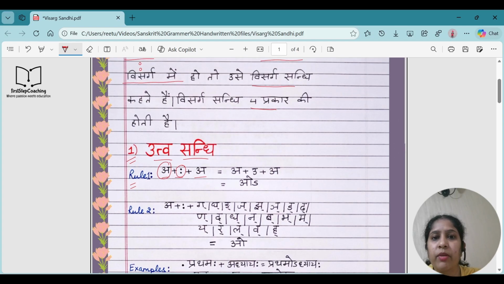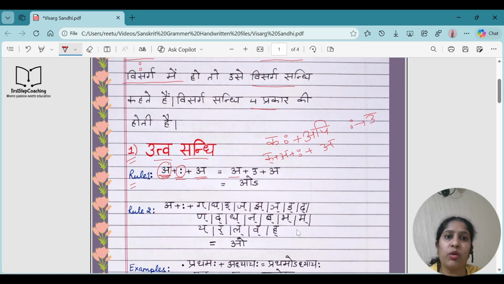I think that was the example we did just now. It's kaha plus api. What is going to happen when it's a? Because ka is nothing but ka plus a, and then you have a visarg, and then again you have a. So when you have a, then a visarg and then a, the visarg changes to u. Now you have to go back to your Swar Sandhi. If you remember, we did a plus u. A plus u makes what?